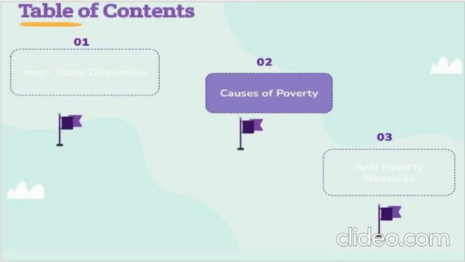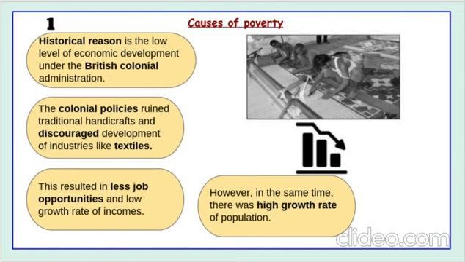So, our next topic is the causes of poverty. Now, the first cause, let's understand, is a historical reason: the low level of economic development under the British colonial administration. Under British rule in India, there was very low economic development, so due to that, poverty is there. Now, the colonial policies had ruined the traditional handicrafts and discouraged the development of some textile industries. When the Britishers were ruling, they entirely banned handicrafts and Indian textile companies as well.